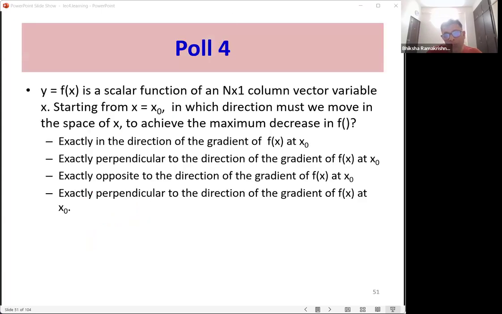So this poll should not be deja vu, but let's see, maybe it is.